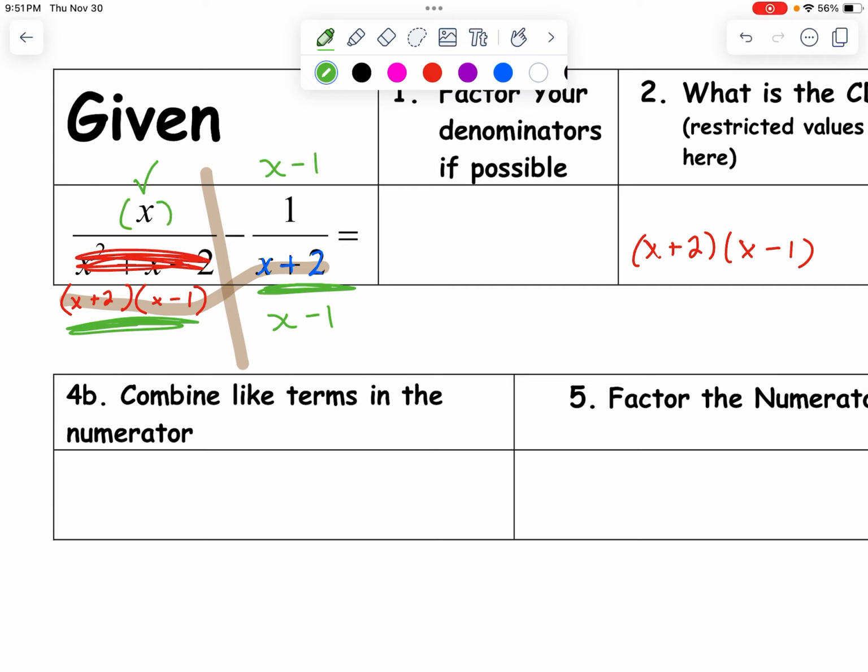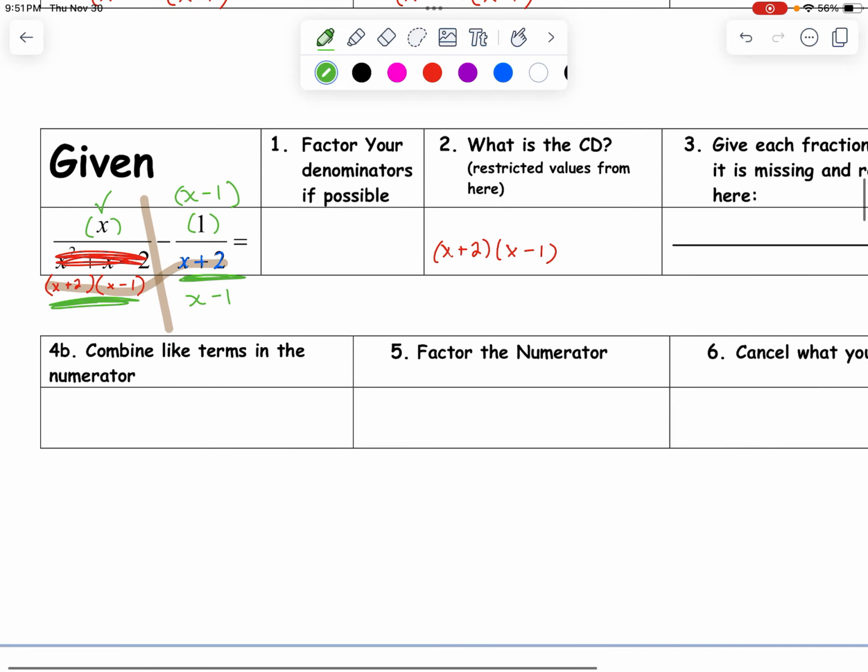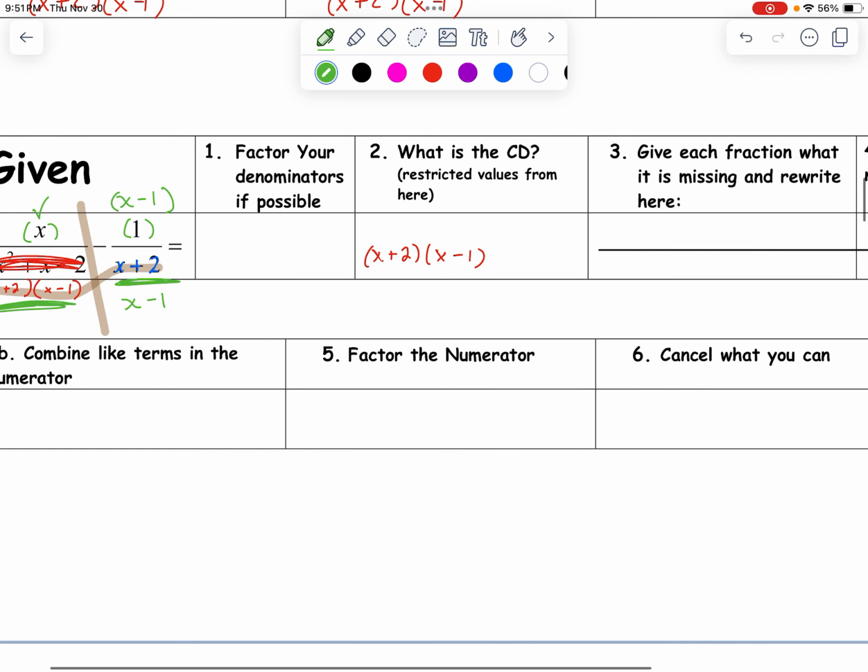Okay, first, second. You ready? Because now step 3 is give them what they're missing and rewrite it here. So what should I write for my first? X? 1x or just x, correct. Now orange highlight. What do I write for this? Start with the sign. Minus. Then the monomial, 1. And then parentheses, x minus 1. So to color code that, I would do gray, orange.